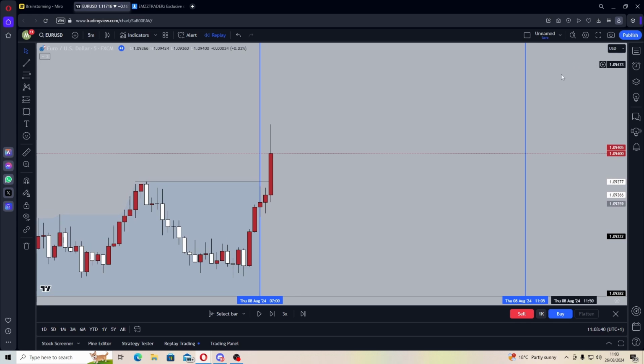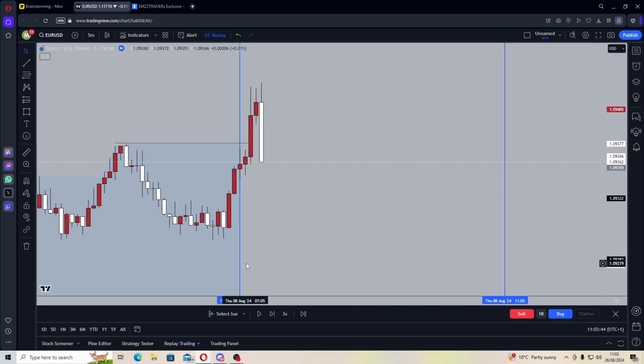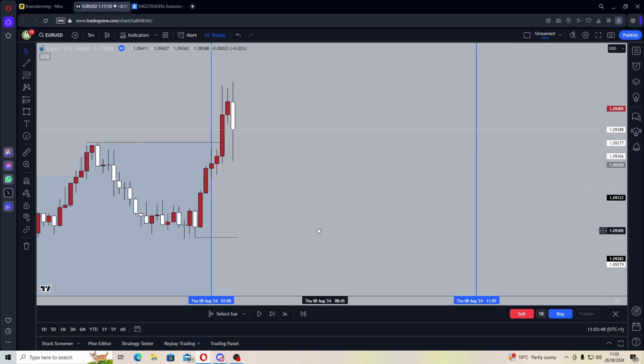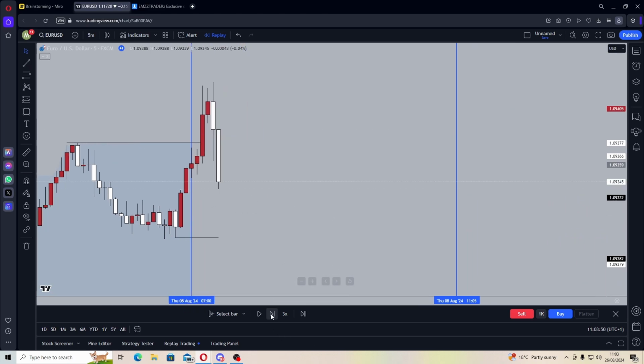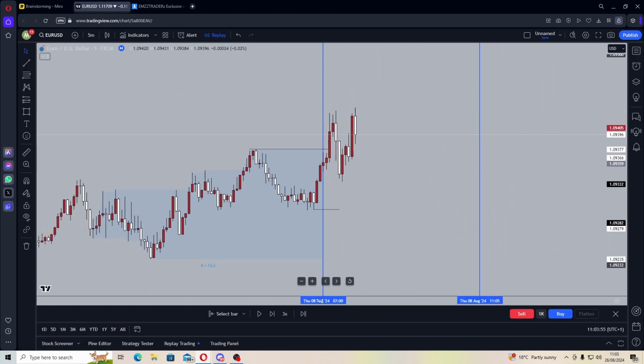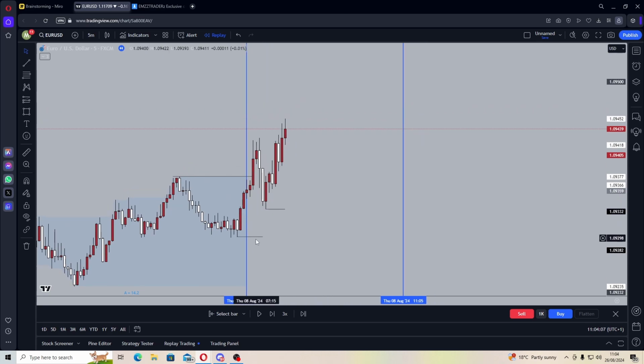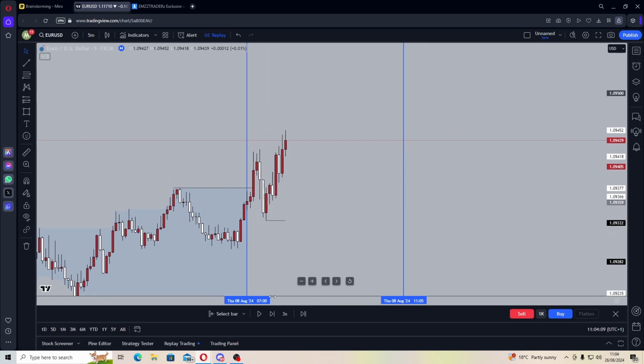What I need to do now is find a market structure shift towards the downside. Anywhere around here will be a market structure shift. If I play price forward, you can see it hasn't reached it yet, and it still hasn't. Now you can see that another low has just been created right here, because the candle before it and the candle after it did not go below it, which makes this a new low. If I mark this out right here, this is our new low that we're going to be targeting.